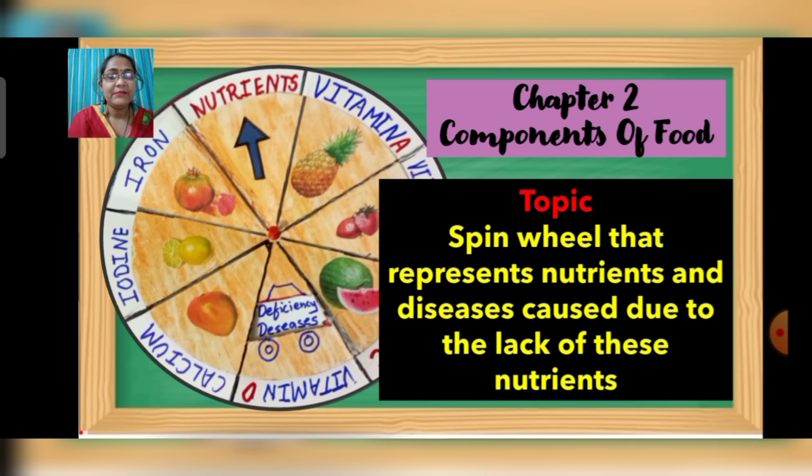In chapter number 2, I have explained to you about the different nutrients, their sources, and the different functions they perform in the body. I have even explained diseases caused due to the lack of these nutrients, known as deficiency diseases. Here, children, in this project we will make a spin wheel which represents the nutrients and the deficiency diseases caused due to the lack of these nutrients.